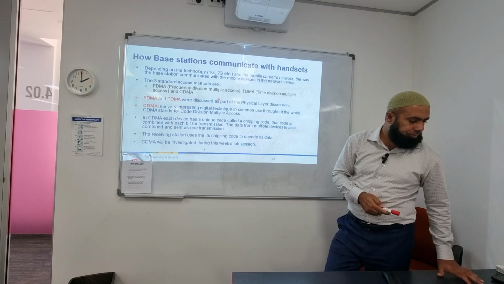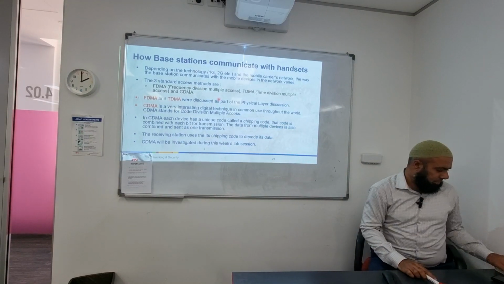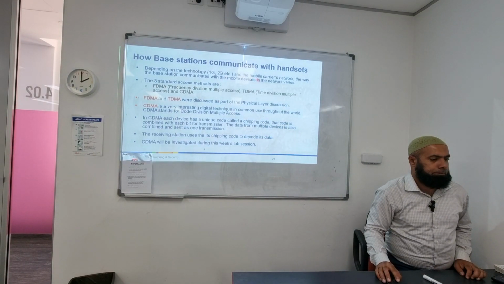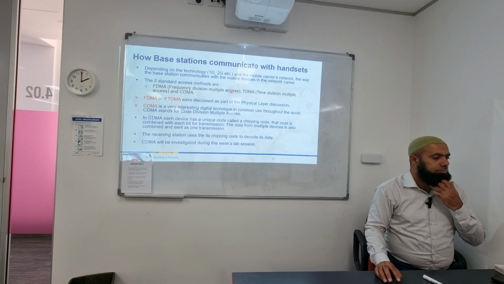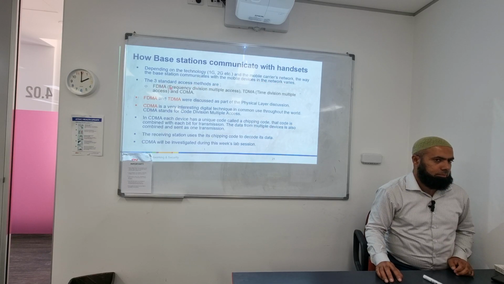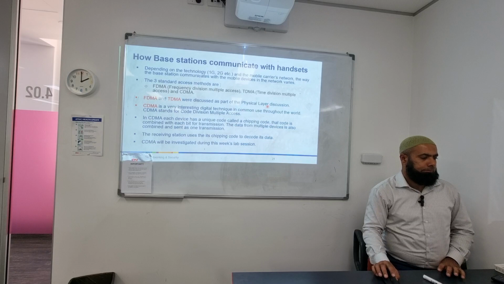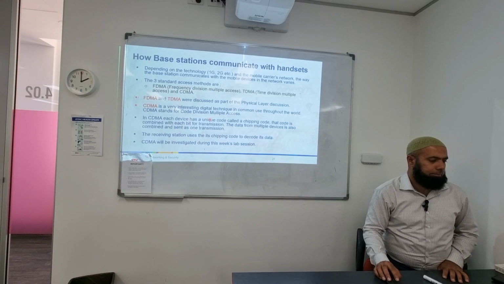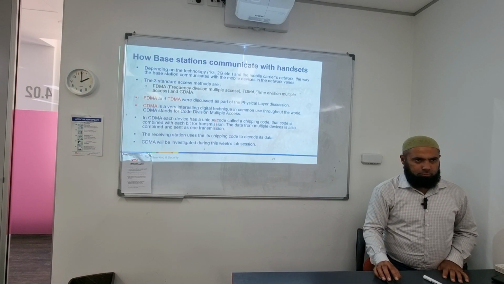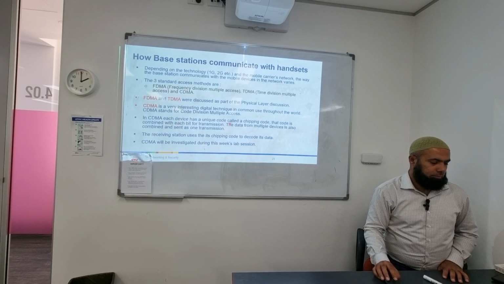This slide: how base stations communicate with access. Depending on the technology and the mobile carrier network, the way the base station communicates with the mobile device in the network varies. The three standard access methods are FDMA, frequency division multiple access, TDMA, and CDMA. FDMA and TDMA were discussed as part of the physical layer discussion. CDMA is a very interesting digital technique in common use throughout the world. CDMA stands for code division multiple access.